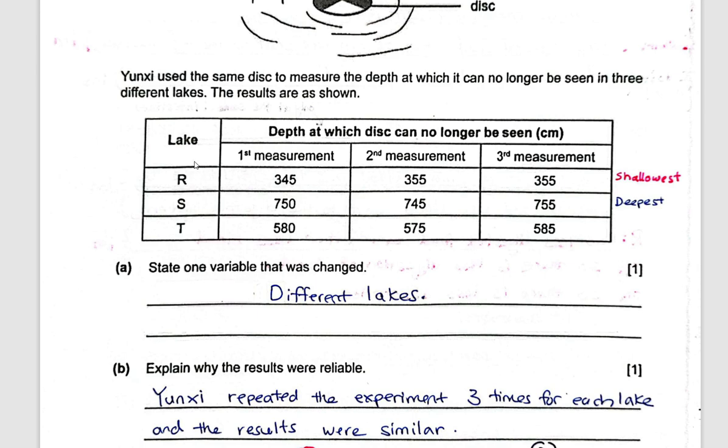So you can see that for Lake R, the depth at which you can no longer see the dish is about 345 to about 355 cm. And that happens because she repeated once, twice, now 3 times, and it gets about the same number. Same thing for Lake S. She got about the same number: 750, 745, 755. She can say that with confidence. For Lake T, she gets about the same number every time she does it: 580, 575, 585.